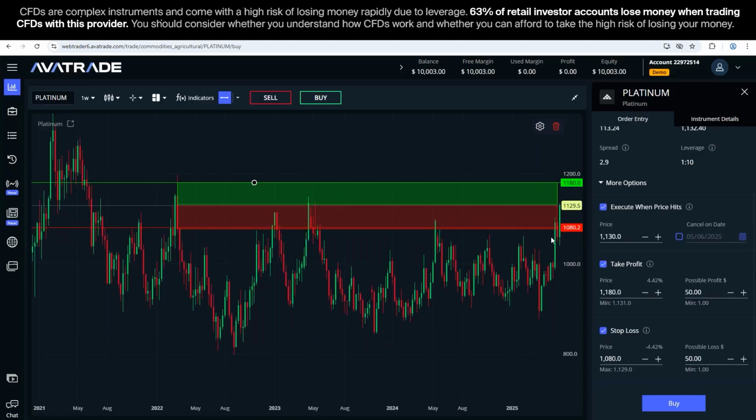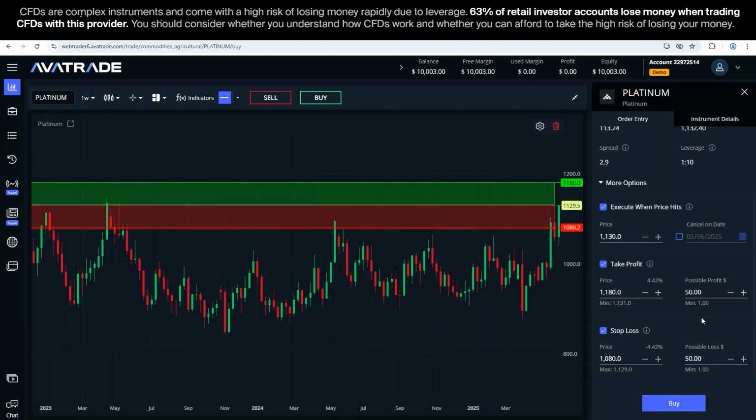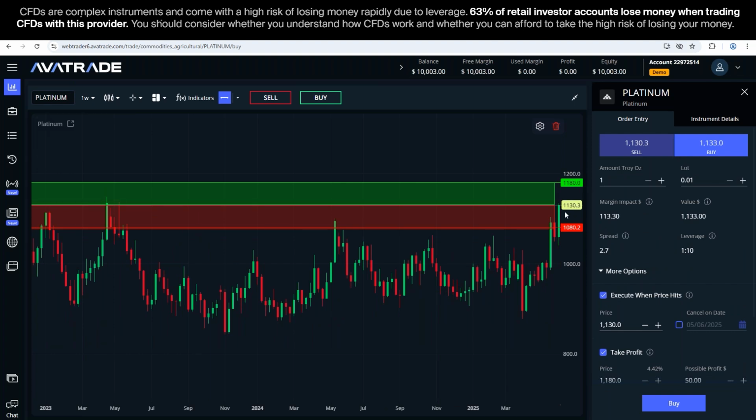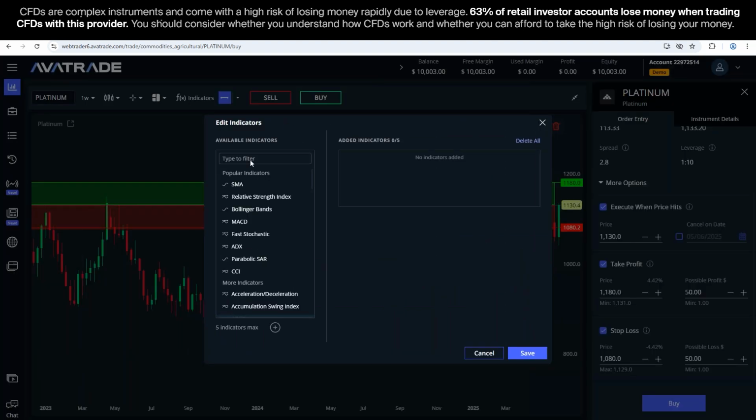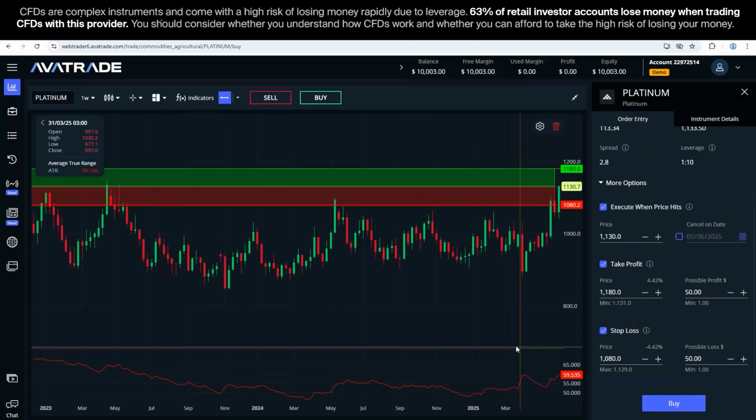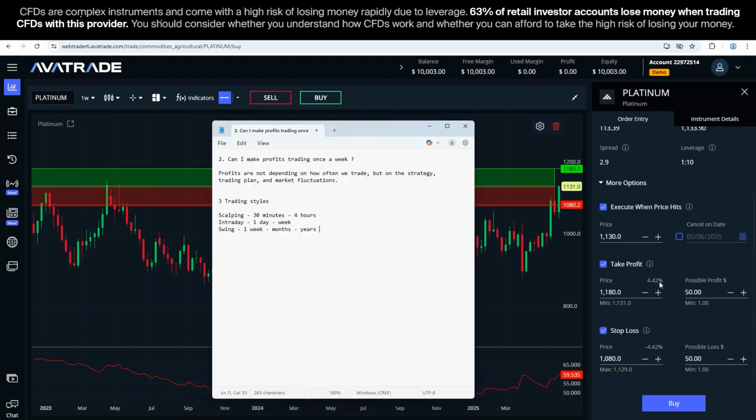Okay, and we can see now that if in a week platinum will jump from where it's at to 1180, we're gonna make $50. If it gets down to 1080, we're gonna lose $50. Now we can validate this with an ATR. We're gonna click on the indicator, type here ATR, and then we can drag it to the right, click here save, and we can see that the actual movement per week for platinum is actually higher than that, and it's 59. So of course I can make profits with this position.